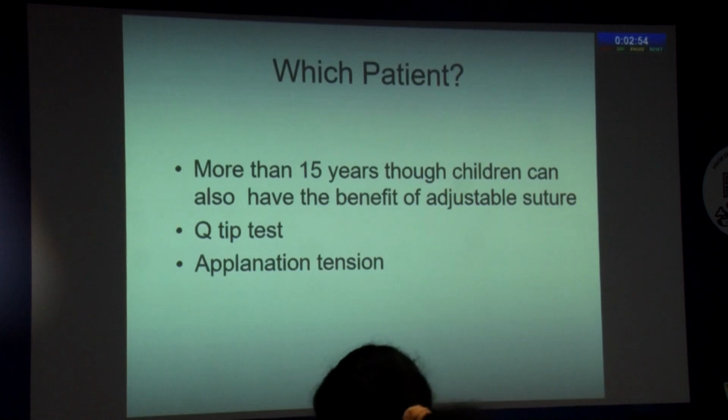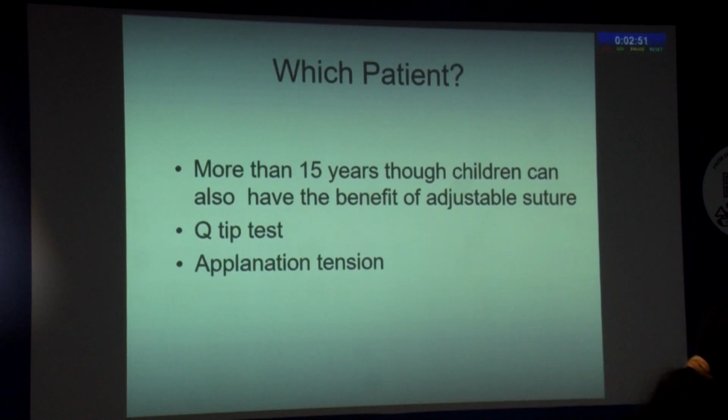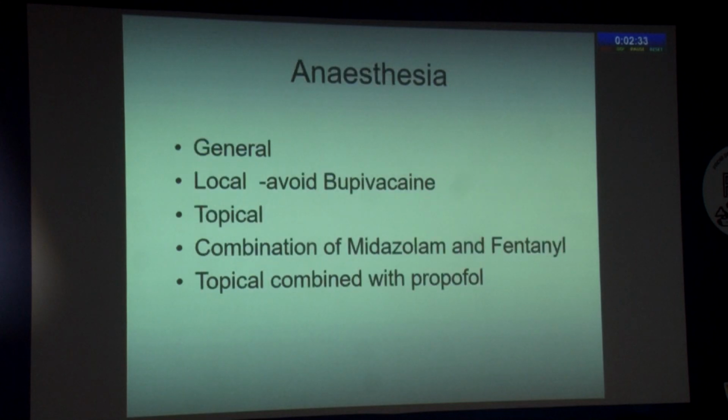So children more than 15 years can have the benefit of adjustable sutures, but in children, before you offer, you should probably try to do a Q-tip test or at least applanation pressure in children. If they are allowing you that, they're probably likely to allow you the adjustment. I'm talking about children between say 12 to 15. More than 15, most patients do cooperate.